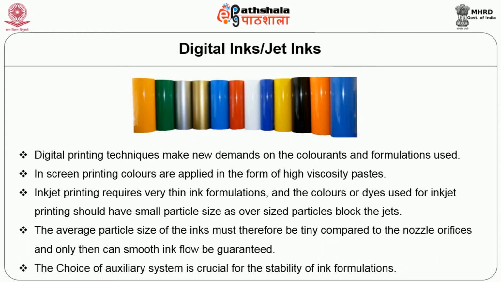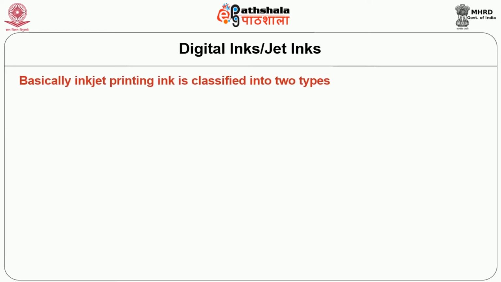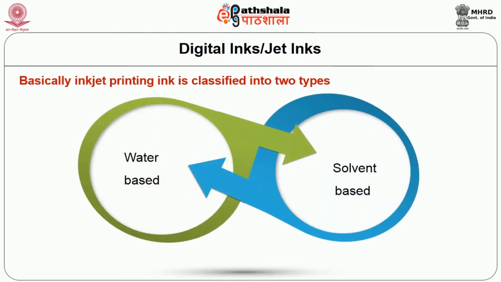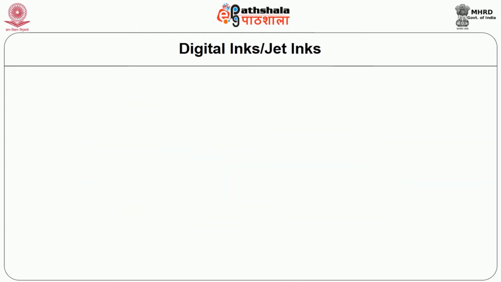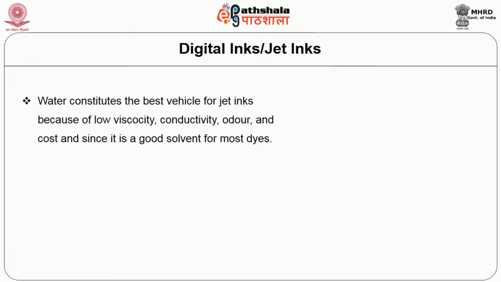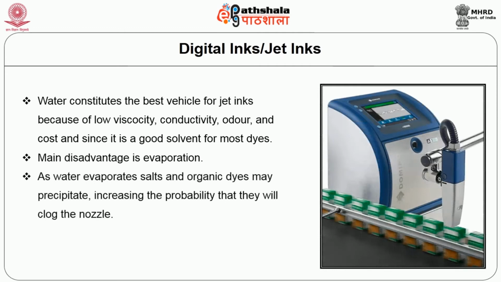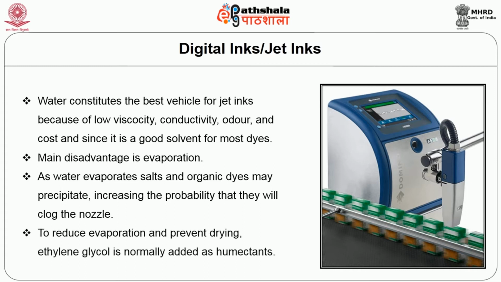The choice of auxiliary system is crucial for the stability of ink formulation. Basically, inkjet printing ink is classified into two types, that is water-based and solvent-based. Water constitutes the best vehicle for jet inks because of low viscosity, conductivity, odor and cost, and since it's a good solvent for most dyes. Main disadvantage is evaporation. As water evaporates, salts and organic dyes may precipitate, increasing the probability that they will clog the nozzle. To reduce evaporation and prevent drying, ethylene glycol is normally added as humectant.